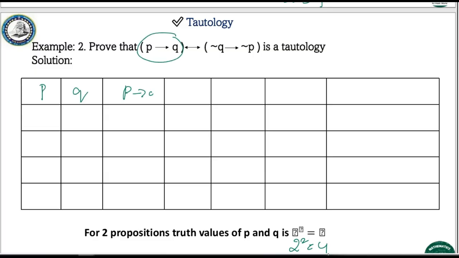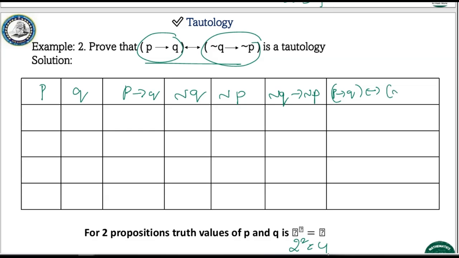Then we'll go for the first bracket: P implies Q. Then for the second bracket, we have negation Q and then negation P. Then we'll take all together: negation Q implies negation P. And then we'll take the whole thing: P implies Q, double implication, negation Q implies negation P.